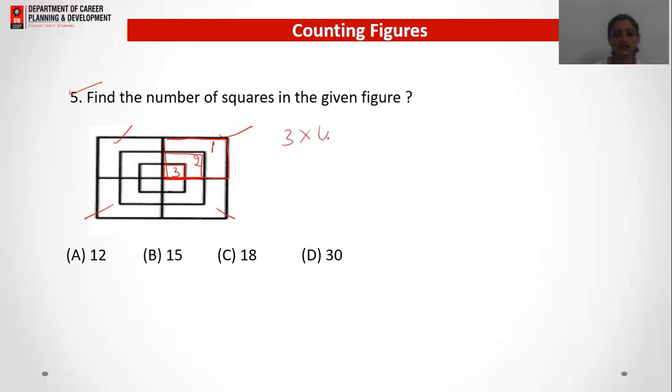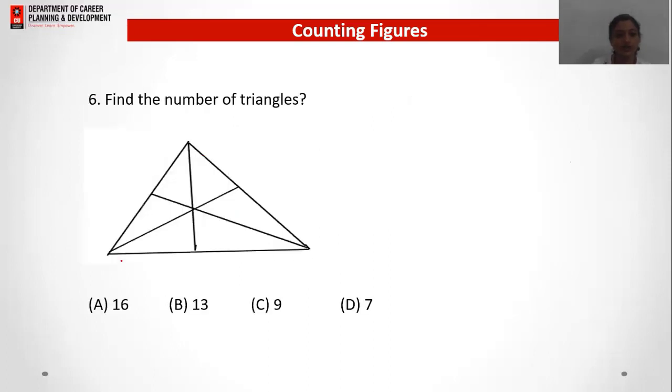So we can find out 4 into 3, 12, plus this bigger square, this square, and this square. It means we need to add 3. So in total, 15 squares are there in the given figure. So answer comes out to be option B. 15 squares are there in the given figure.